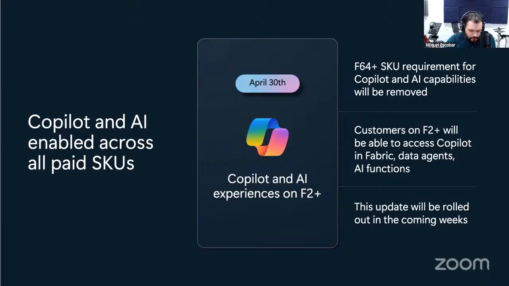Copilot and AI in general is something that we're driving forward in everything we do at Microsoft. And Data Factory in general is not excluded from that. Instead, we are really providing experiences that are pretty natural to you and that you can just leverage right away and get the correct responses. So since April 30th, we had the ability for all Fabric licenses, non-trial ones, to use Copilot on F2 and more. Customers on F2 and more will be able to access Copilot in Fabric, data agents, and AI functions.